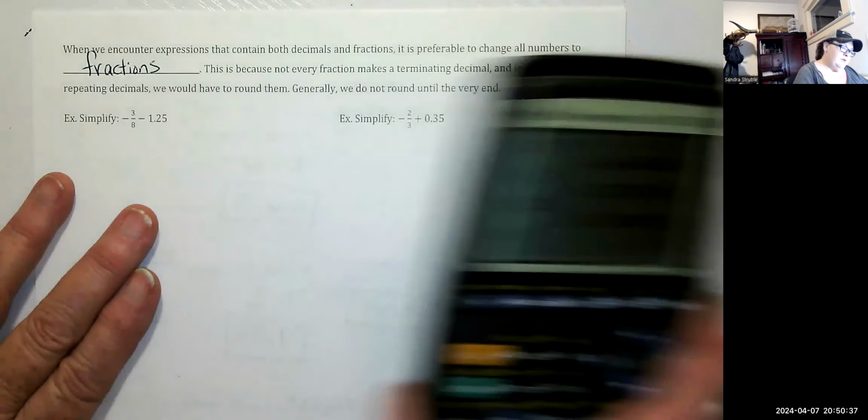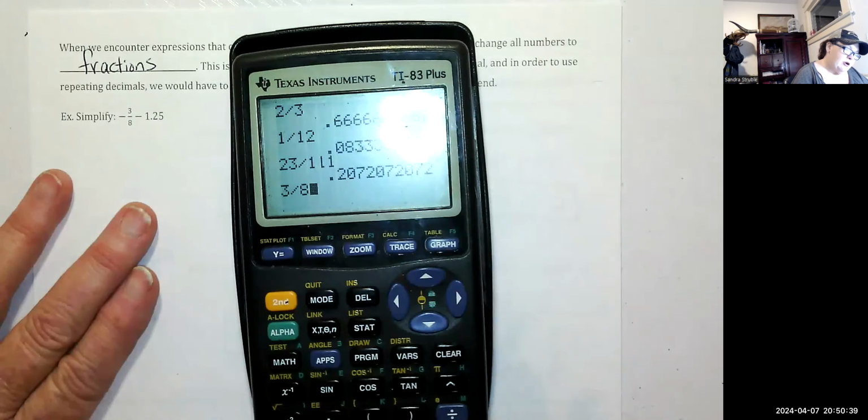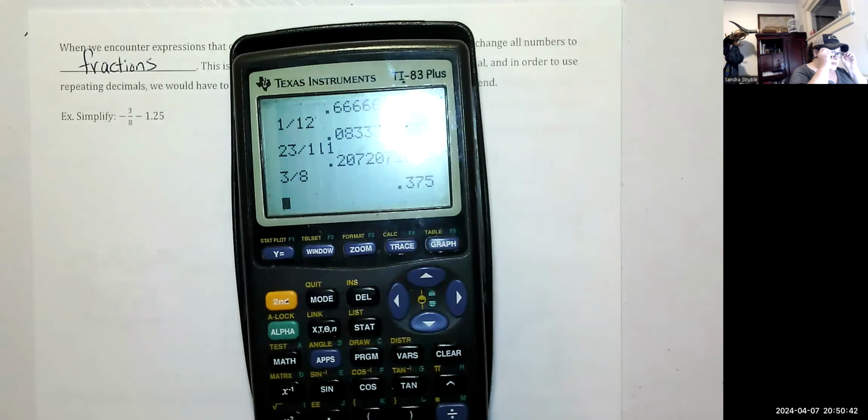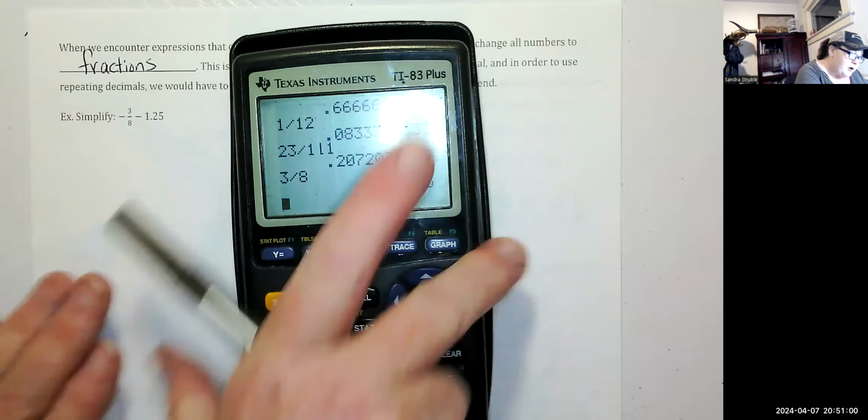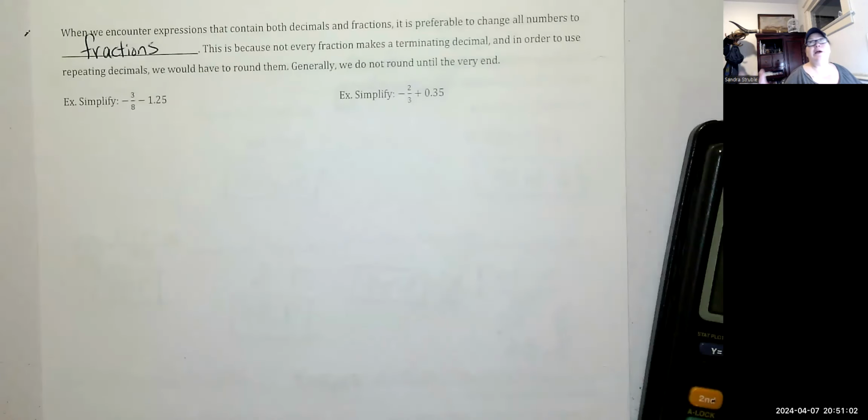I wanted to see what 3/8 looks like. The only time, now see, in this case, I would be okay with you using decimals. And the only reason for that is because it's a terminating decimal. It's not a continuing decimal. So it would be negative 0.375 minus 1.25. I'd be cool with that. What is the other one they're giving us? The problem. 2/3. Now we have an issue.